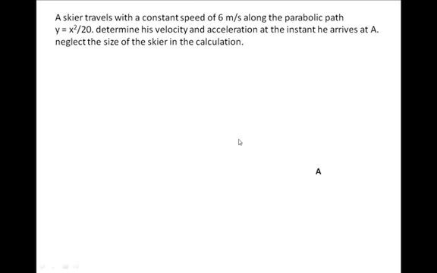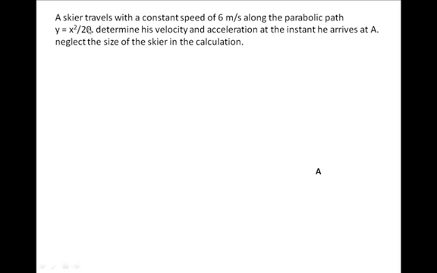Next problem. A skier travels with a constant speed of 6 meters per second along a parabolic path whose equation is y is equal to x square by 20. Determine his velocity and acceleration at the instant he arrives at A. Neglect the size of the skier in the calculation.